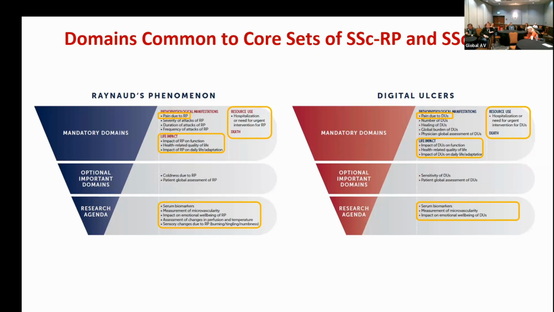Maybe not the aim of this work, but if a company wants to design a clinical trial, what would you suggest as the primary outcome among these? That's a very good question. Who wants to answer that very good question? Dr. Herrick, you should answer that question.